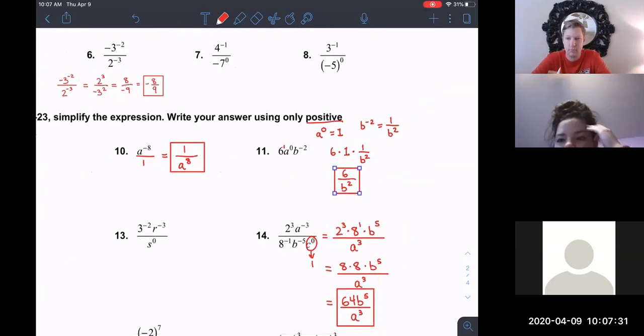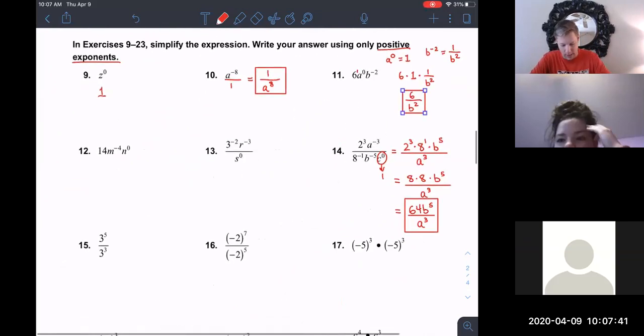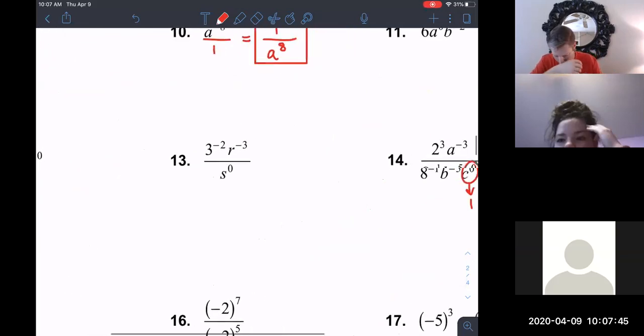Sound good, Cheyenne? Everything looking good on your end? Yes. Cool. Okay, so you want to look at one that's a little more complicated? Yeah. All right, let's do 13.